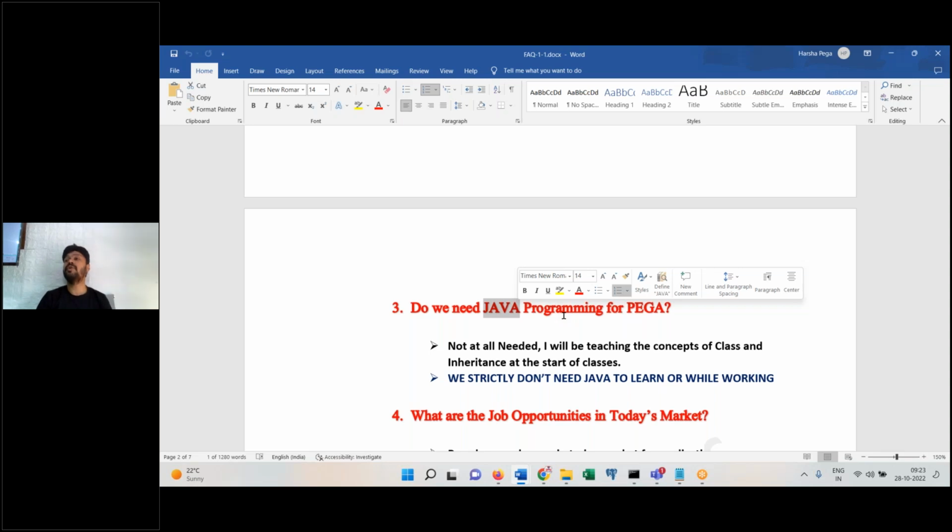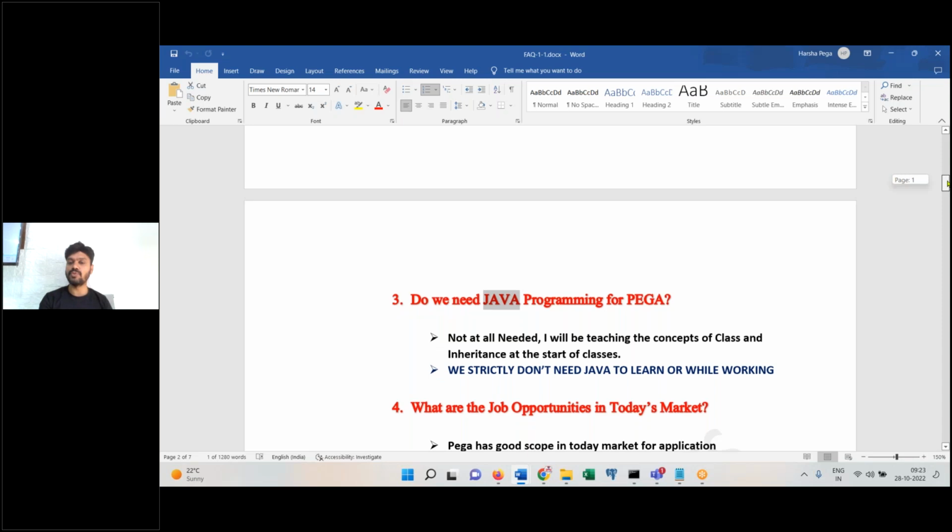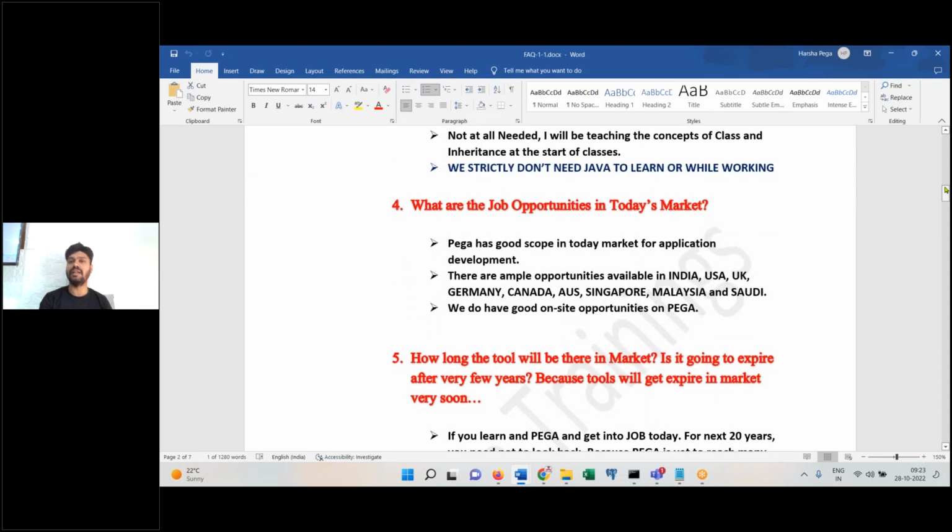It is not at all recommended to write the code even though the facility is provided. So you don't need to know any Java coding. You need to know only OOPS concepts, which I will be explaining in detail. We strictly don't need it.